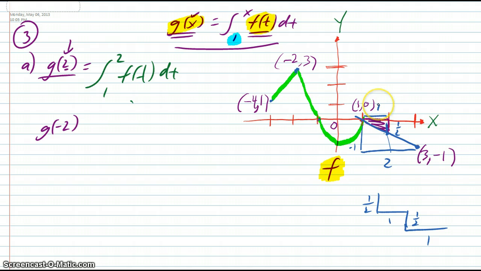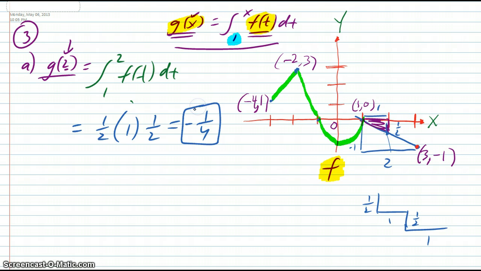And so the area here, I'm going to move this, is equal to 1/2 base, which is 1, times height, which is a half. And so that ends up being 1/4, and since it's below the axis in the correct order, it's -1/4.